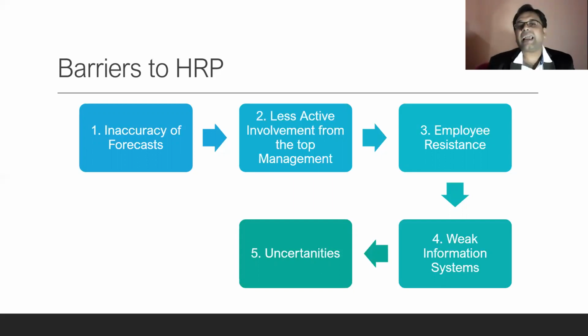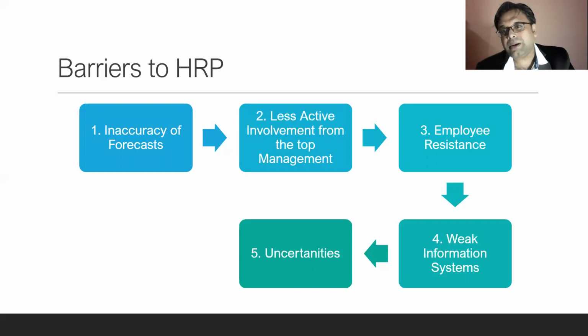Next one, less active involvement from the top management. If the top management of the company is not involved in it, then that will be creating a problem. Okay, so less active involvement from the top management is an issue. Next one is the employee resistance. Sometimes employees will be resisting, saying no, there will be no restructuring. I mean, union leaders, etc. The employees' union will be resisting.